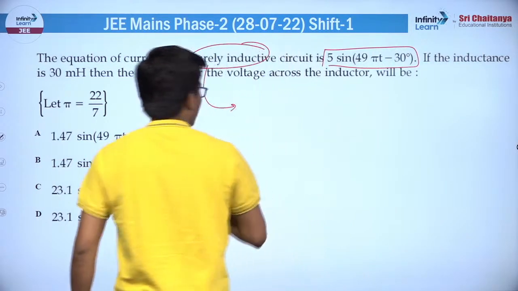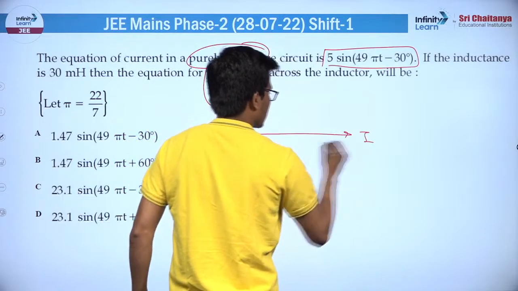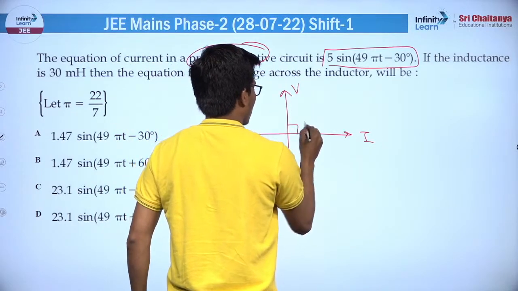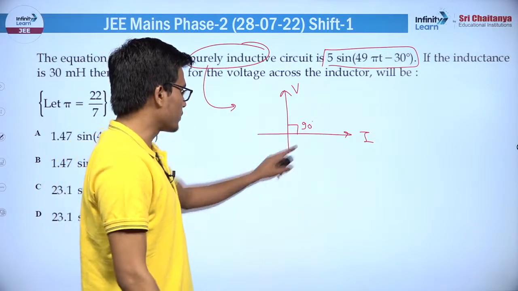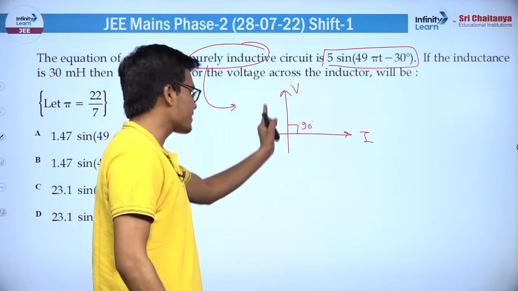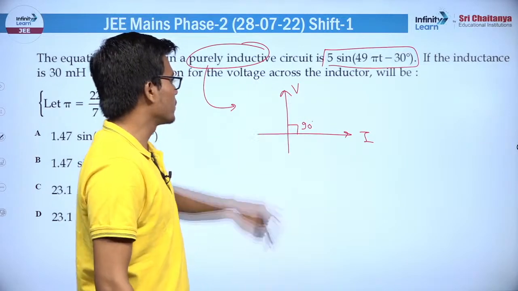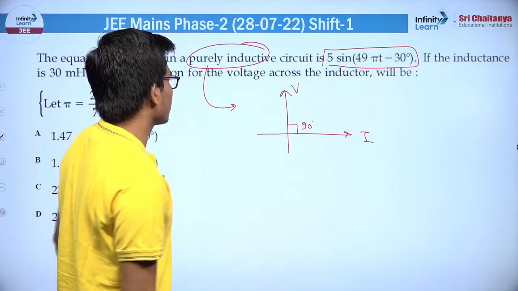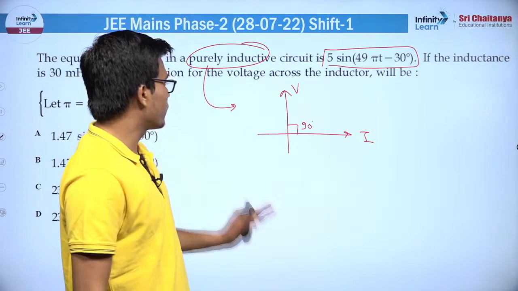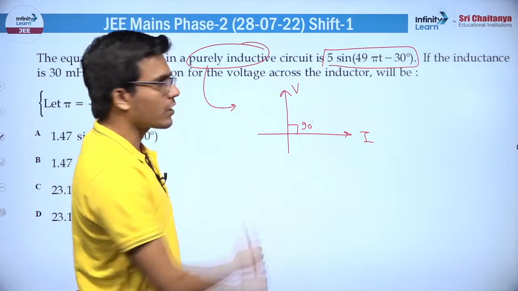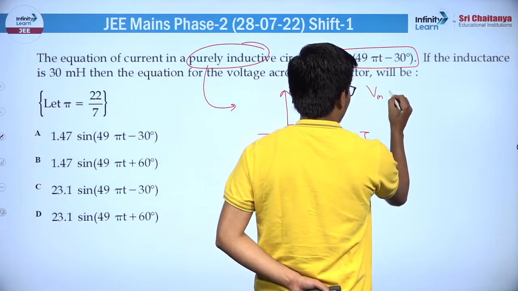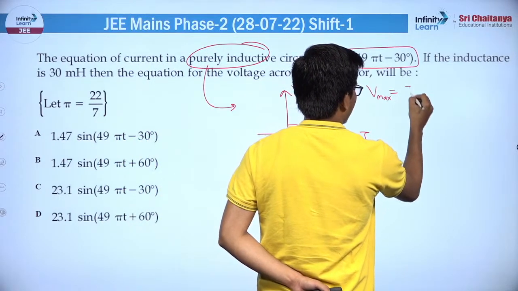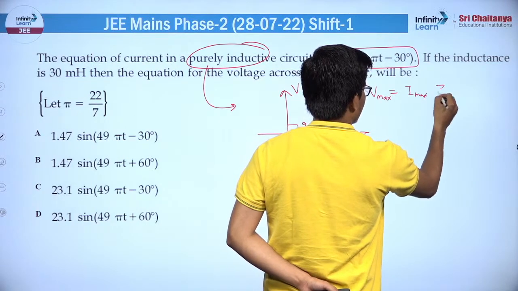So if you are having a purely inductive circuit, the current is in this direction and the voltage always leads the current by 90 degrees, or you can say the current lags the voltage by 90 degrees, right? And we have to find the voltage equation. So if you know the current, first find the amplitude of the voltage, the maximum voltage. So it will be I maximum into Z.